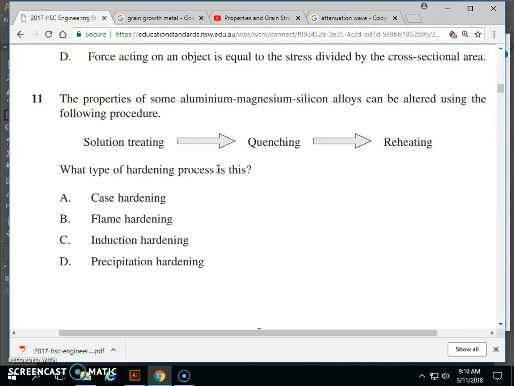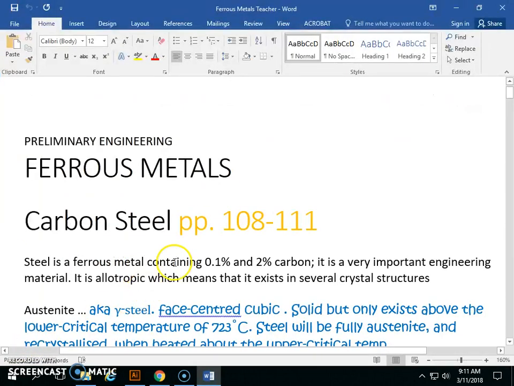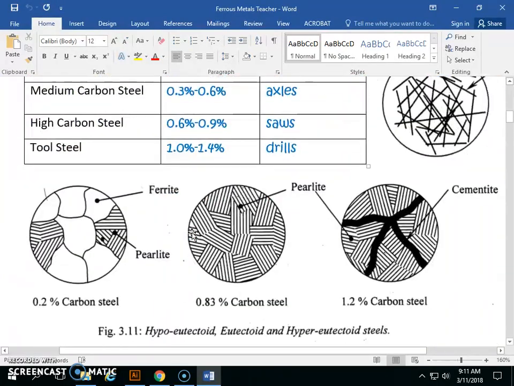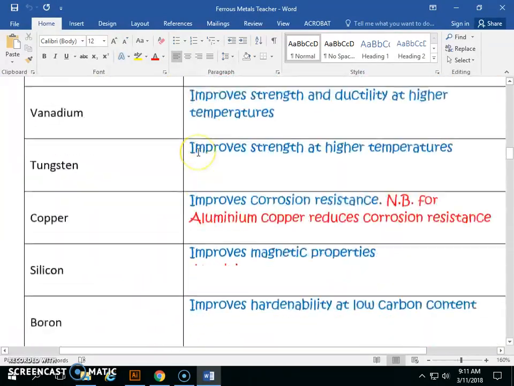Precipitation hardening. That is exactly right. Now, without going to... Let me see if I pause. We'll see if we can find... Okay, so I made this for Year 11's ferrous metals. I will provide this for you guys if you want it.